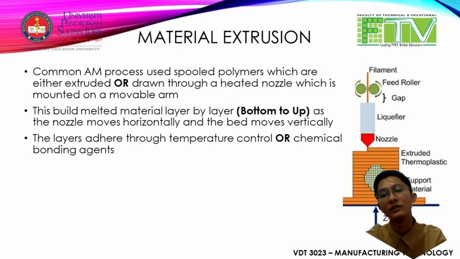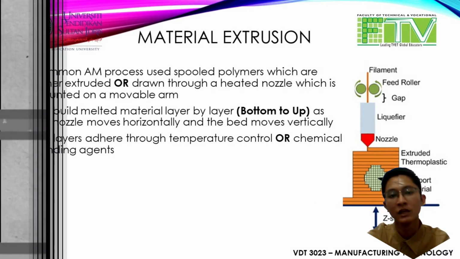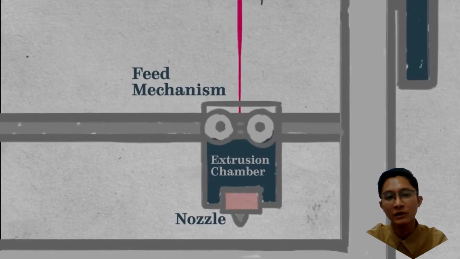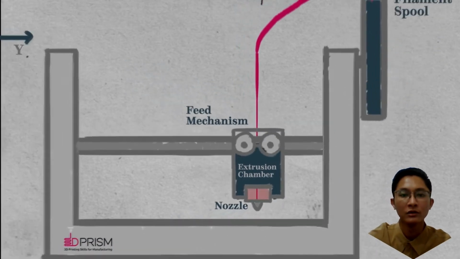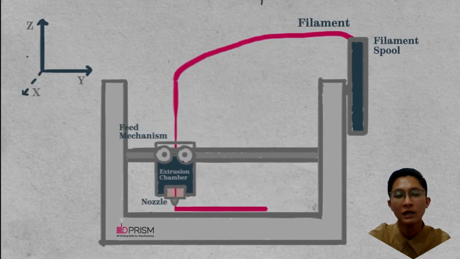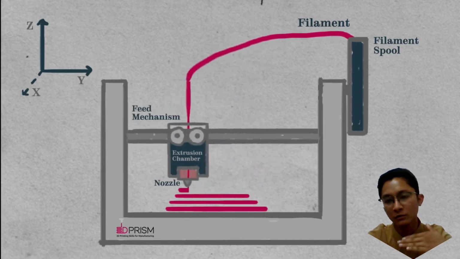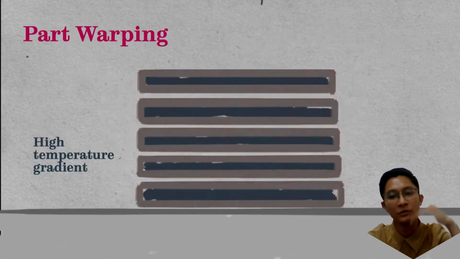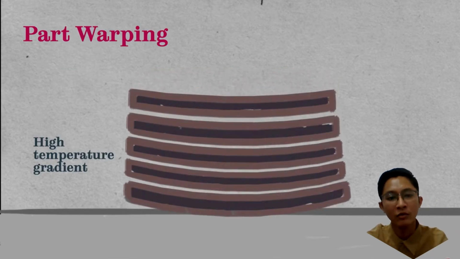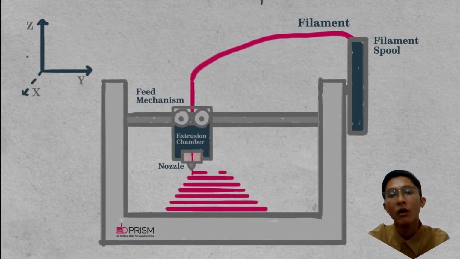Next is material extrusion. Material extrusion is the common additive manufacturing process that uses spool polymer which is either extruded or drawn through a heated nozzle mounted on a movable arm. The build melts material layer by layer from the bottom up, as the nozzle moves horizontally and the bed moves vertically. The layers adhere through temperature control or a chemical bonding agent.